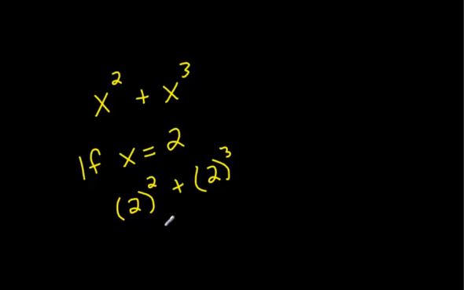By the way, 2 squared is like 2 times 2. That's 4. This one is 2 times 2 times 2. Be careful, it's not 2 times 3. So 2 times 2 is 4, and 4 times 2 is 8. So the final answer here, if we evaluate this expression, or substitute in x equals 2, we get 12. 12 is our answer there.